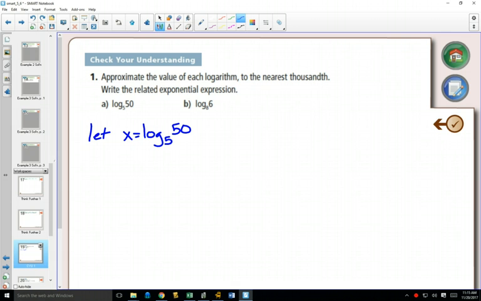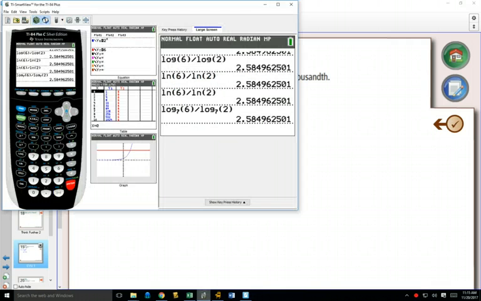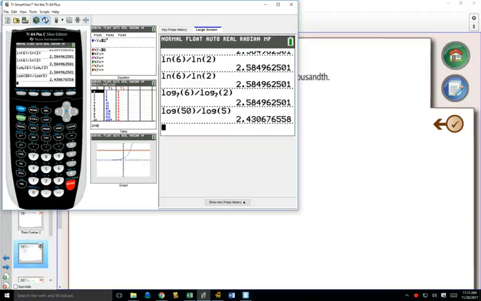5 cubed is 125. And if you think about the related exponential expression, which says the base is 5, my exponent is x, is equal to 50, then it would make sense that it's between 2 and 3. Now, if I'm going to figure that out, log base 5 of 50, I go to my calculator, I can use the change of base theorem and say, well, that's the same as log 50 divided by log 5. And I get an answer between 2 and 3, so that appears to be correct.